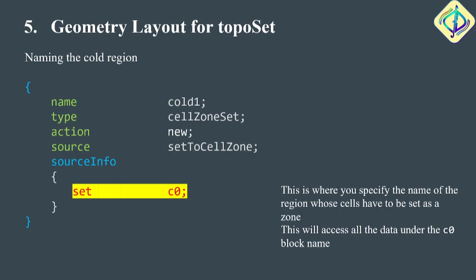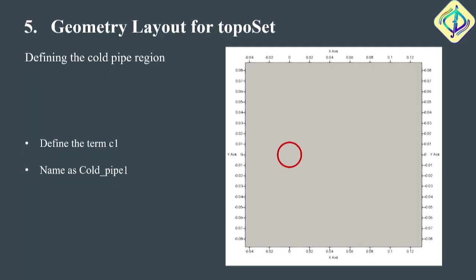Now in the previous syntax, you saw that we had labeled it as C0. So it will access all the data under that block, and it will define that all the cells within that cylindrical volume have to be set under cold one. That info it gets from here. So in this way, both of these are related. You have to first define your region, and then you have to name that region. That naming part you can use to create a patch that you can later manipulate or put some boundary conditions onto. Okay, now we've assigned the cold region.